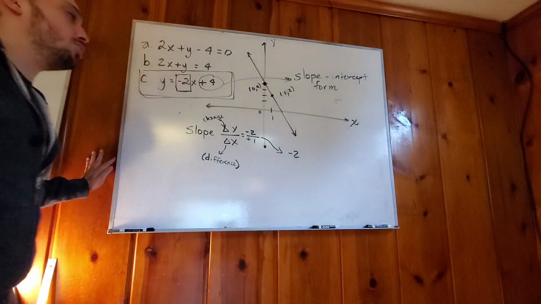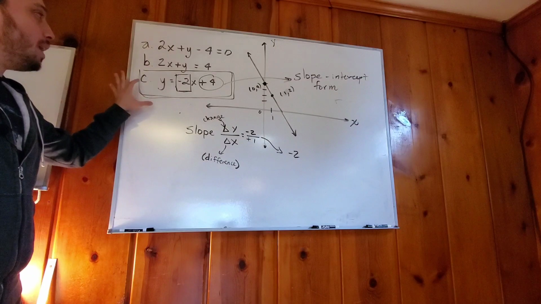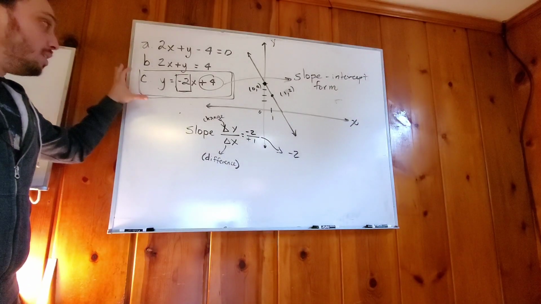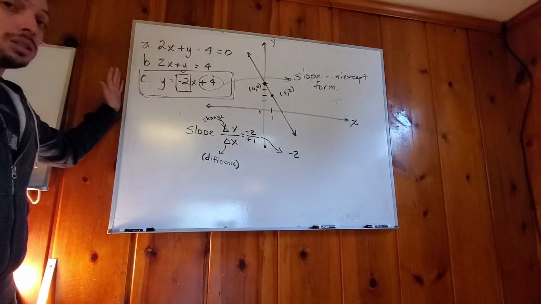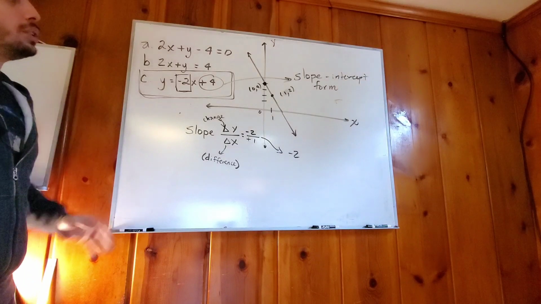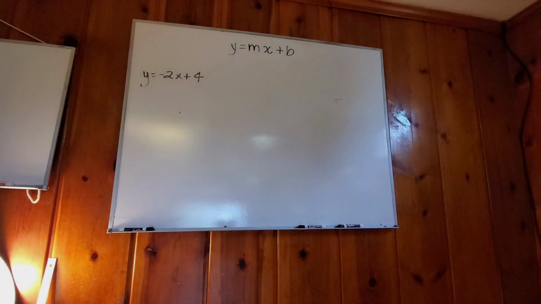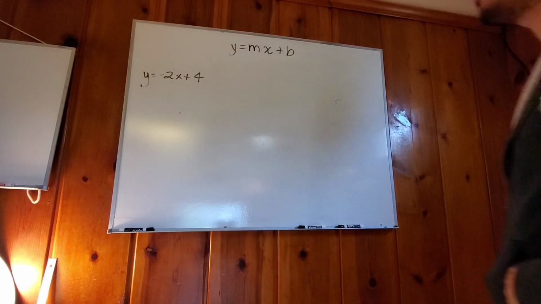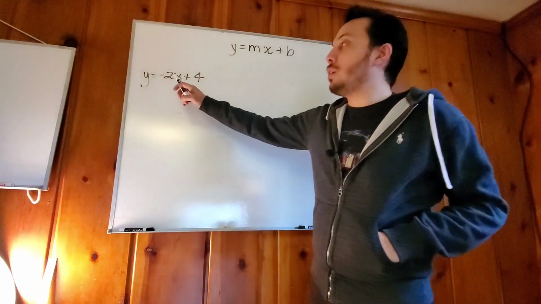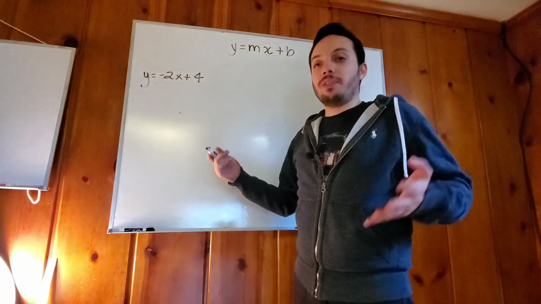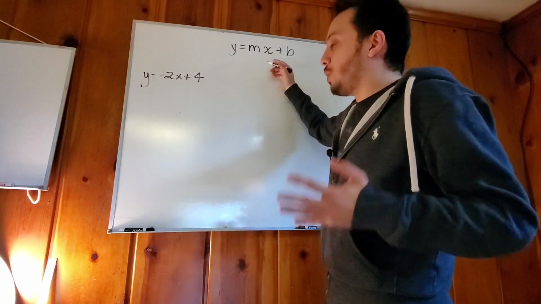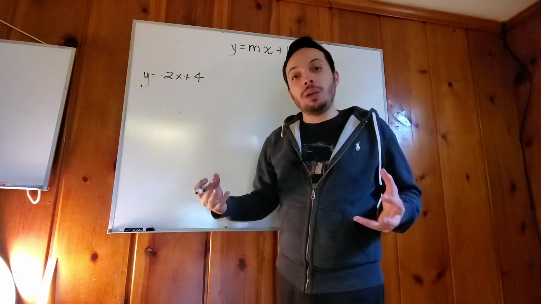It's called the slope-intercept form. Okay, so now that we have identified which one looks like the slope-intercept form, let's talk about the slope-intercept form of a line. I said that this was the slope-intercept form of a line, and then I wrote this right here, which is literally what it should be.